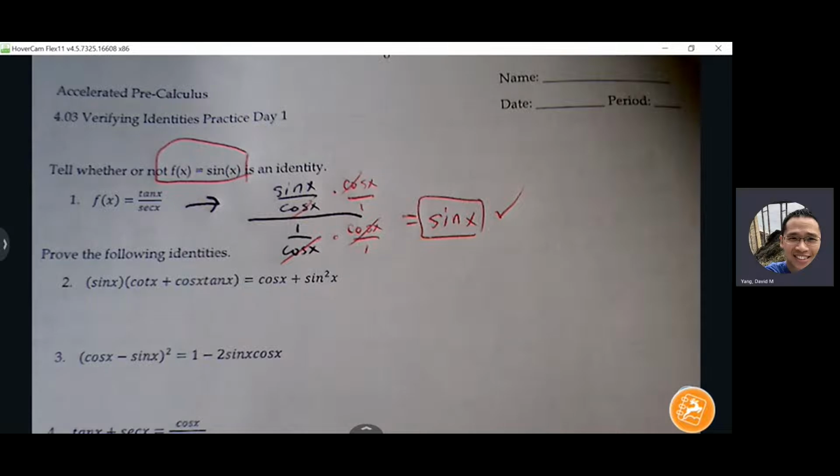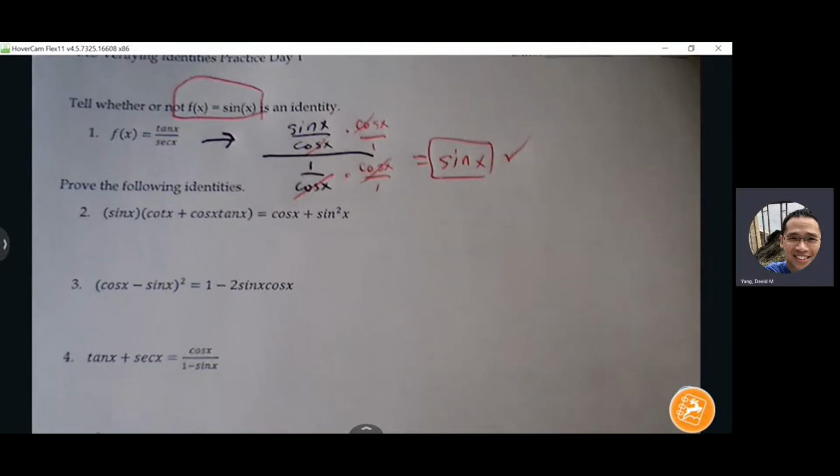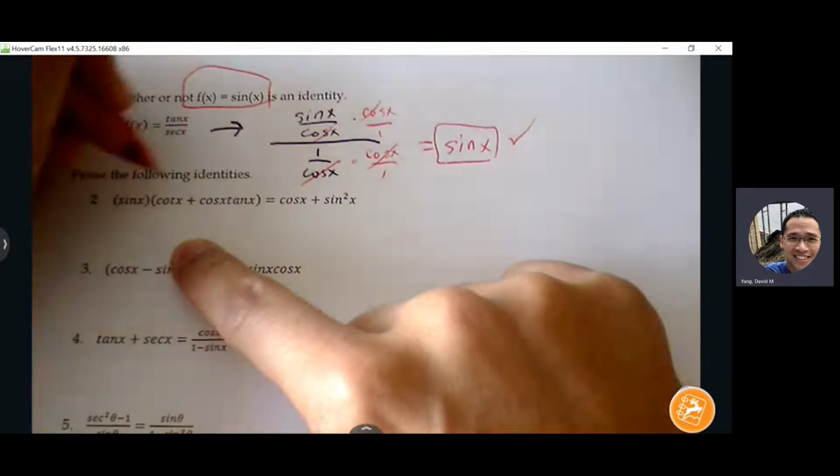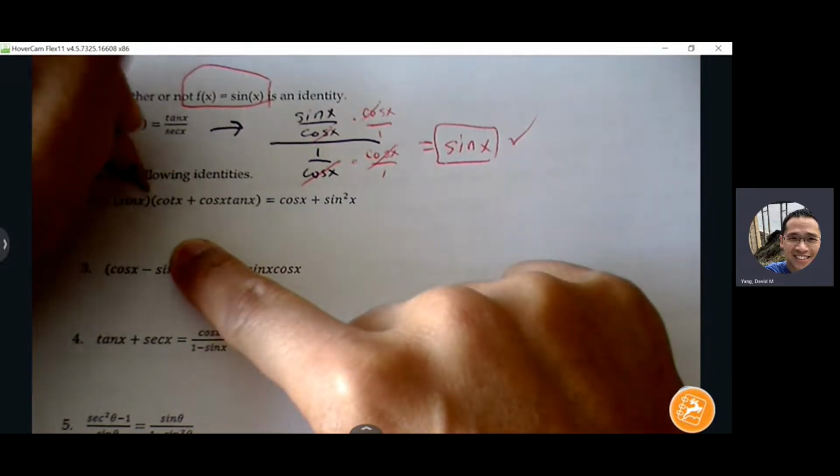Okay, so let's talk about what we're trying to do here. It says prove the following identities. We're not trying to solve for x, okay? It's not an equation in that sense. What we're doing is this, and sometimes we do go from right to left, but usually we go from left to right. So think of it as this, that we're starting here.